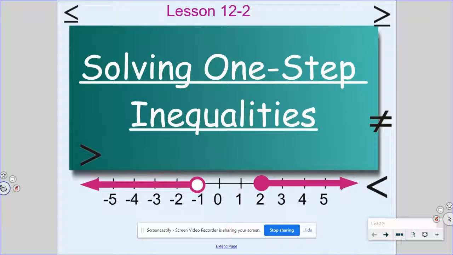Ladies and gents, and welcome to Solving One-Step Inequalities, Chapter 12, Lesson 2.